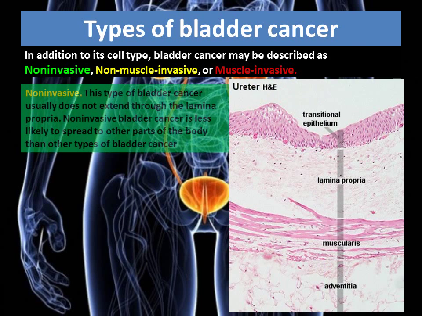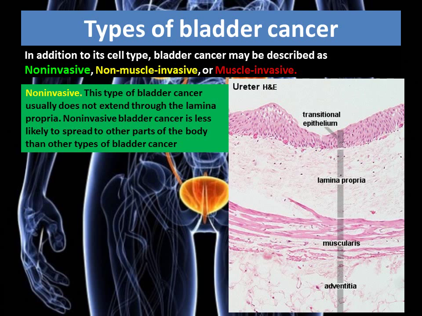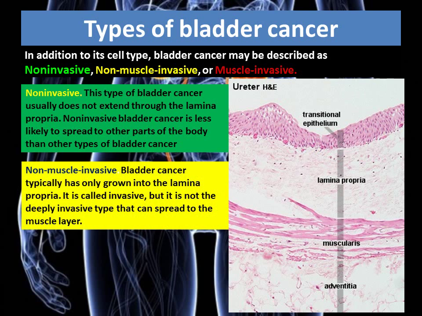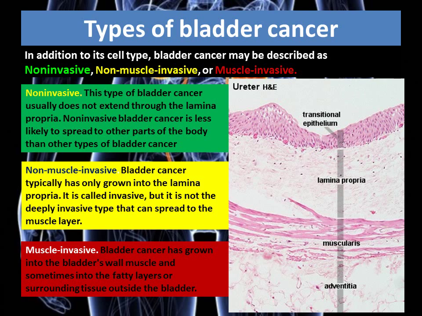First, non-invasive. This type of bladder cancer usually does not extend to the lamina propria. Second, non-muscle invasive. Bladder cancer that has typically only grown into the lamina propria. Third, muscle invasive. Bladder cancer that has grown into the bladder wall muscle, and sometimes into the fatty layer or surrounding tissue outside the bladder. It is important to note that both non-invasive and non-muscle invasive bladder cancer have the possibility of spreading into the bladder muscle or to other parts of the body through a process known as metastasis.